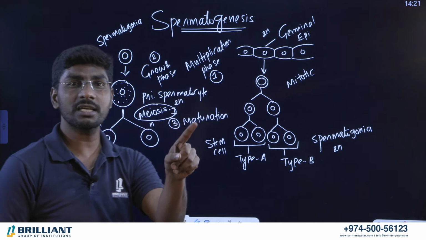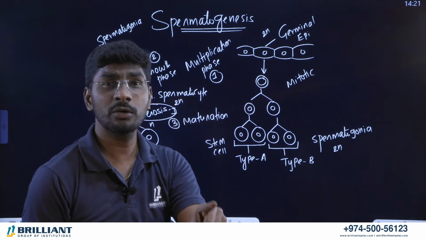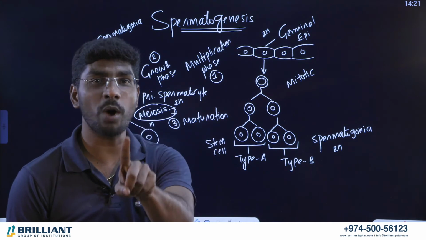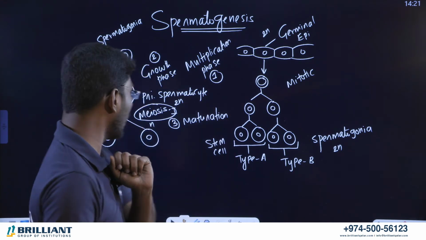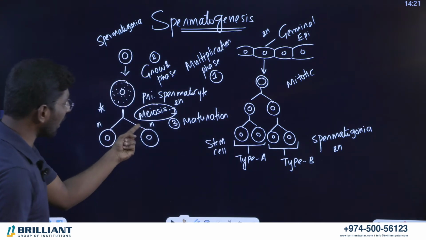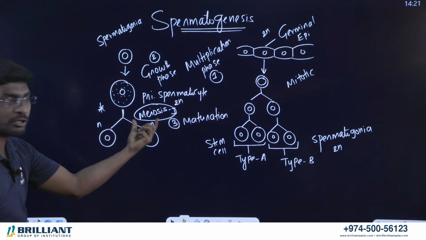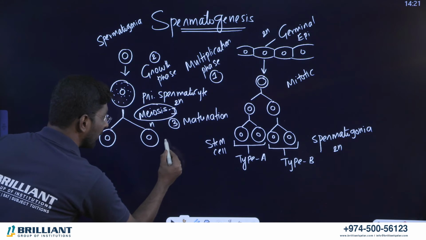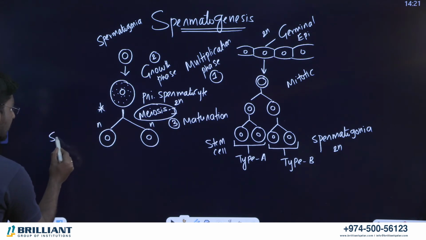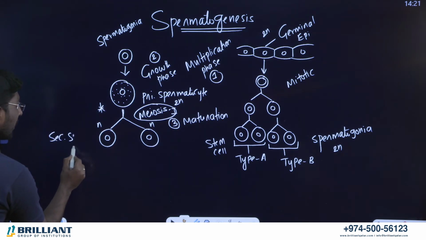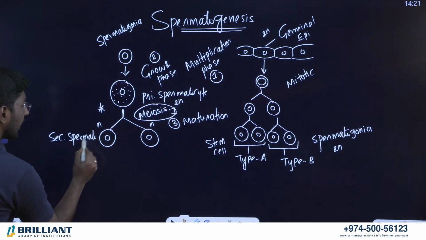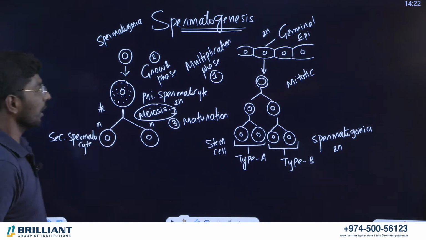Tell me, which cells are initiating the meiosis division? Primary spermatocyte. Which division? Meiosis 1, not meiosis 2. Now, what is the result of meiosis 1? Two haploid cells are forming. These two haploid cells are called secondary spermatocytes.